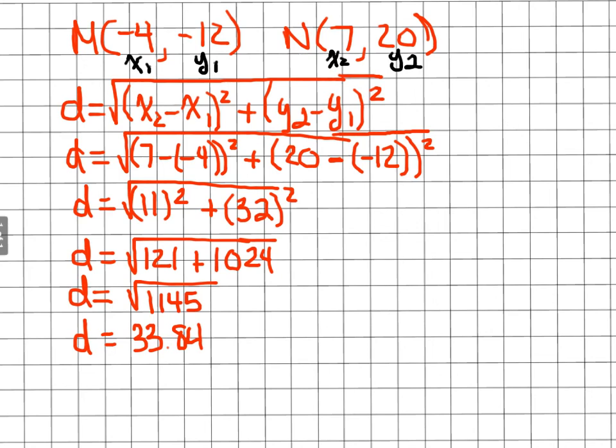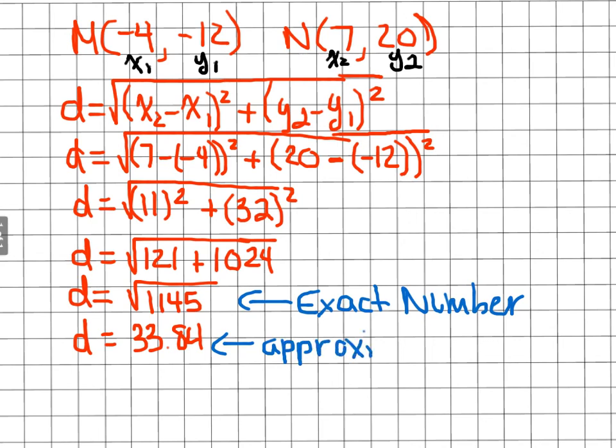Just in terms of some terminology here, I just want to let you know that the square root of 1,145 is an exact number because it has not lost any precision. If we look here, 33.84 is an approximate because we rounded to 2 decimal places.